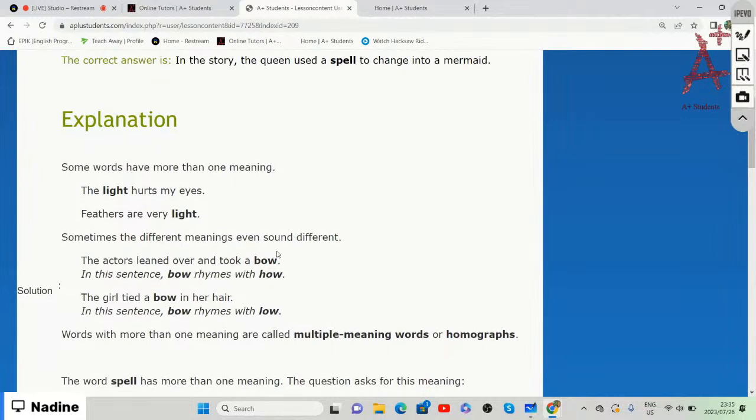And once again, just to recap on the meanings of multiple meaning words, we have some words that have more than one meaning, right? And sometimes different meanings even sound different, which means that multiple meaning words are spelled the same, sometimes they sound the same, however they have more than one meaning, right? So we call these multiple meaning words, or we also call them homographs, right? And that is basically our actual lesson for today, which is multiple meaning words.